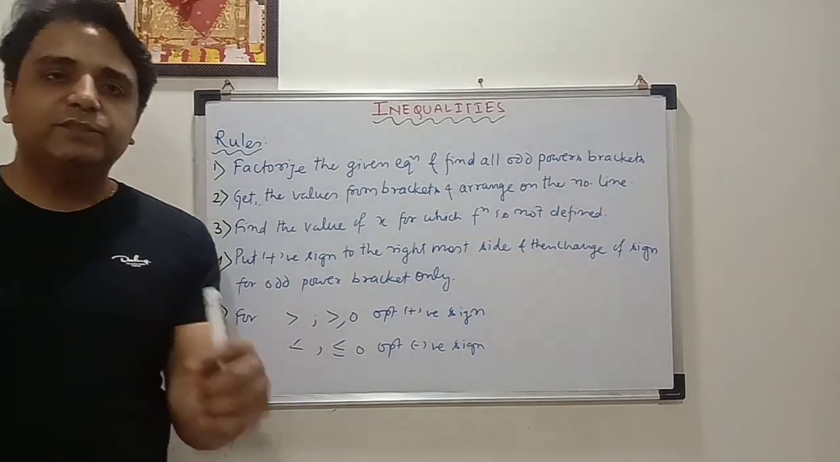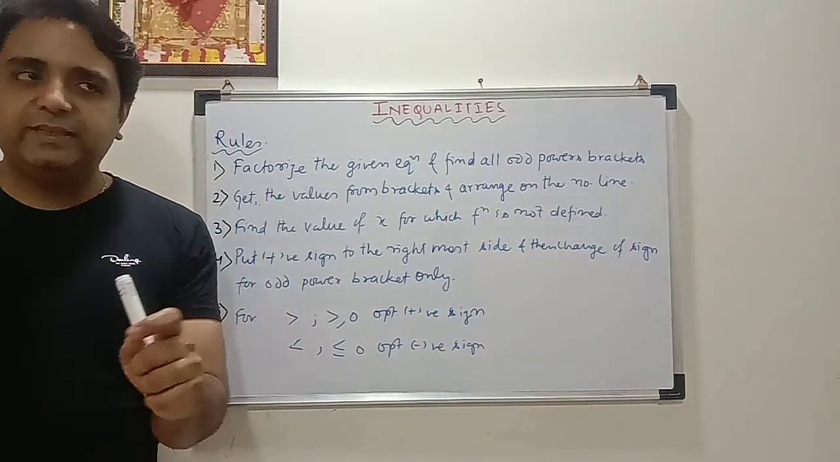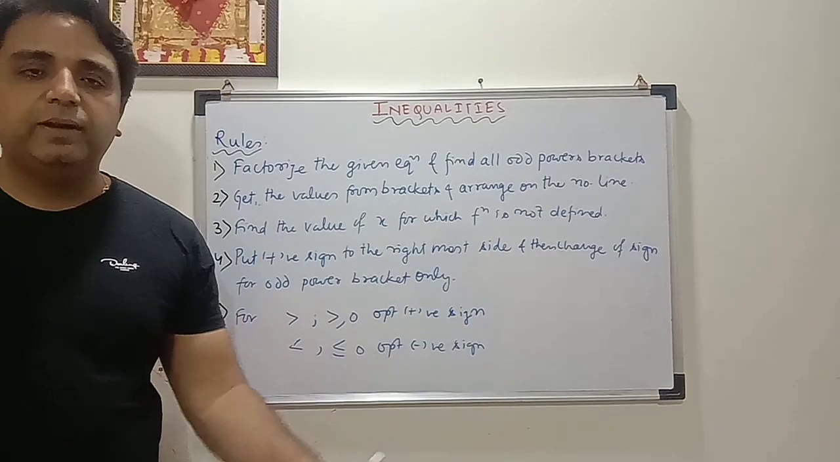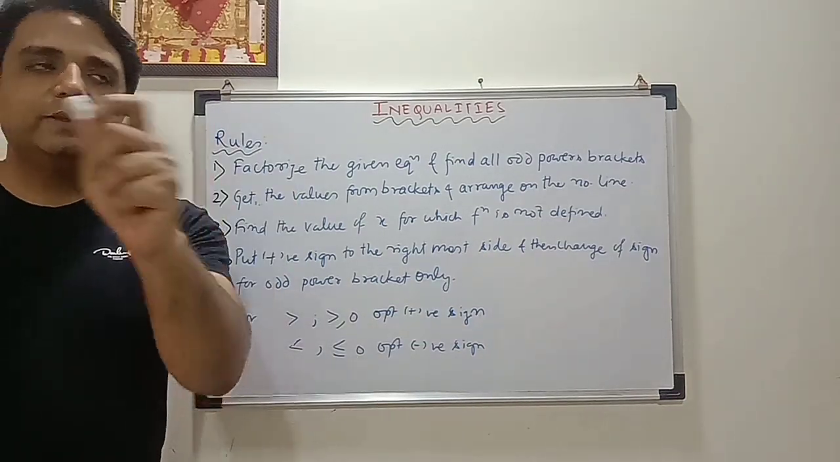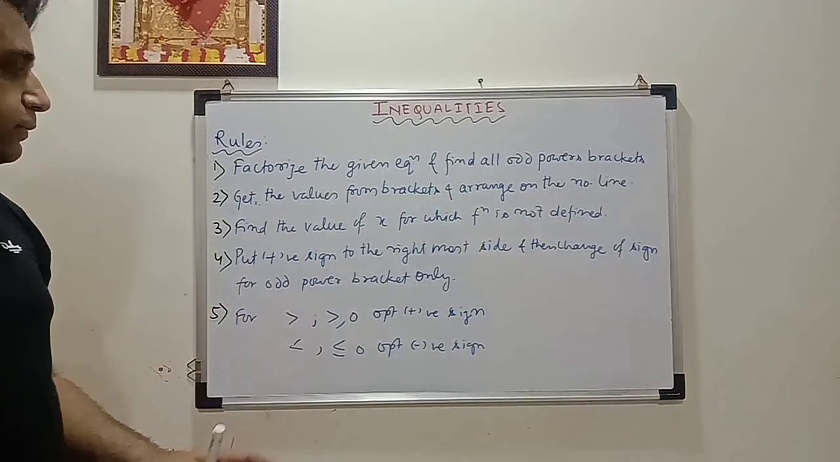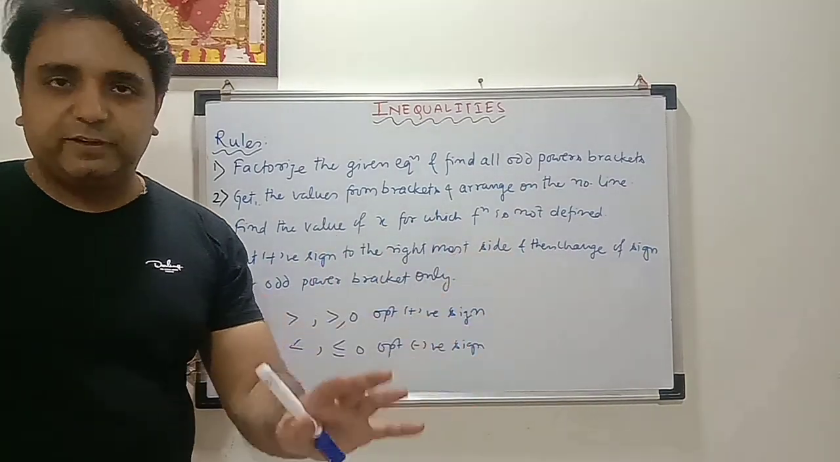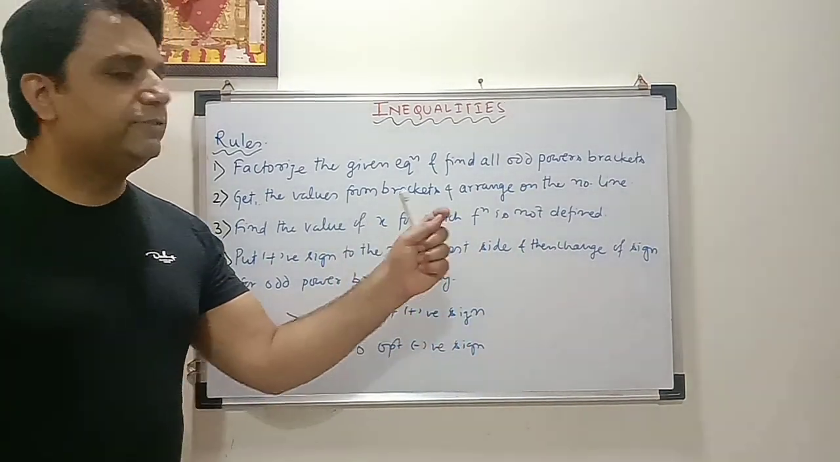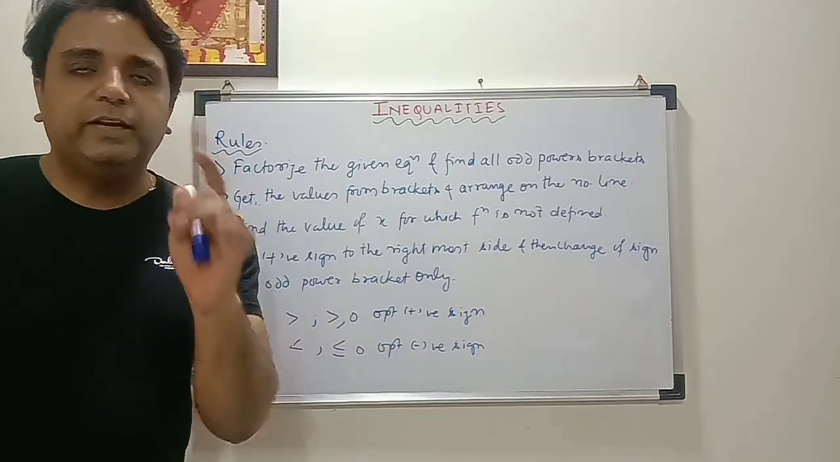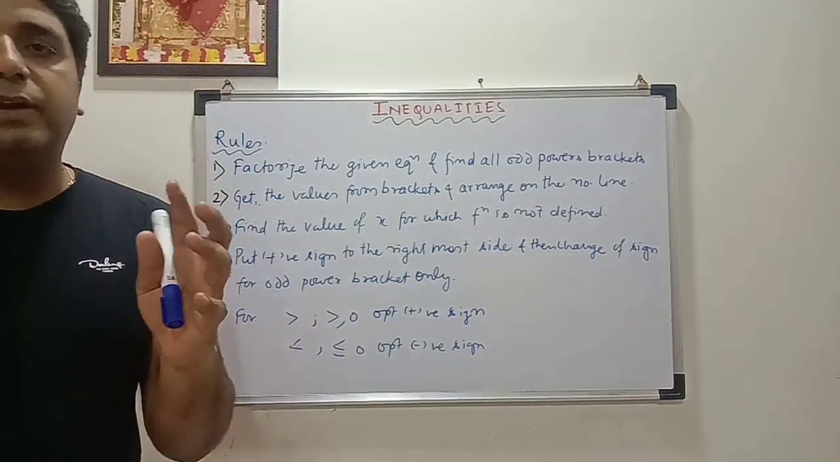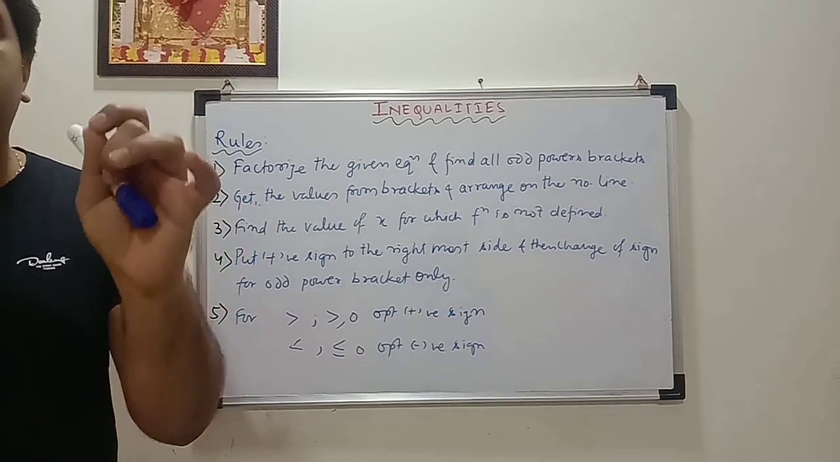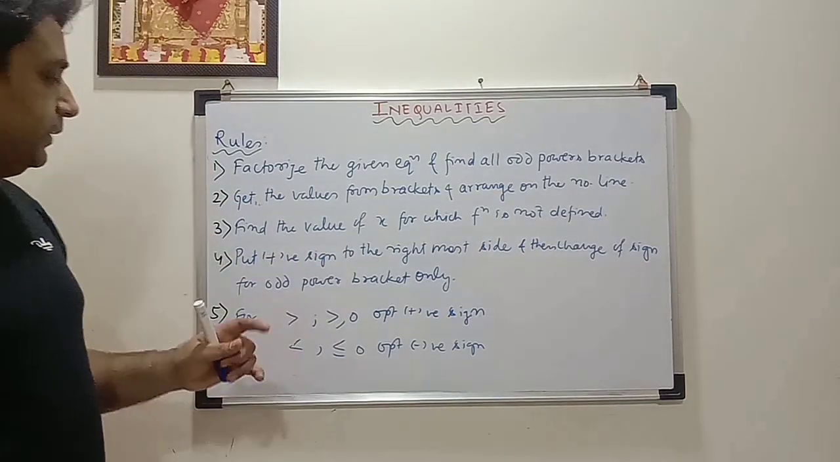After factorization, you need to find the value of x by equating that, and we'll see in the example how to draw the values of x on the number line. Third is what? Find the values of x for which the function is not defined. Here x means whatever variable is given in that function. So we need to check for which values of x the function is not defined.